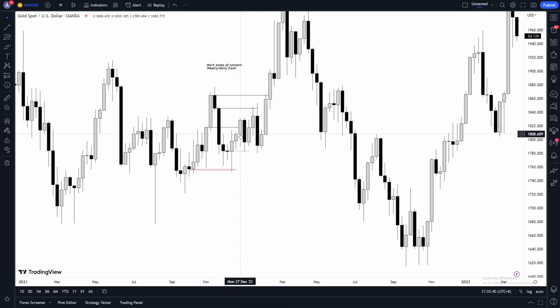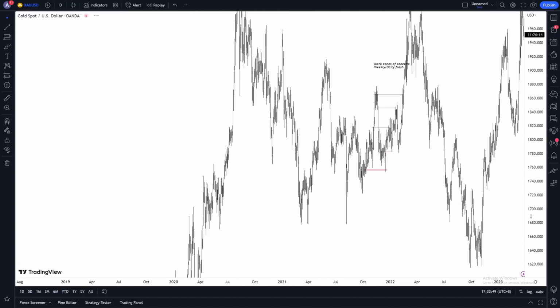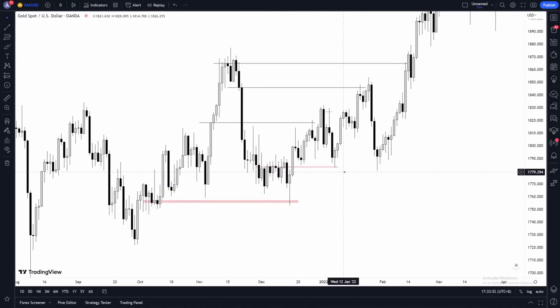Okay, so there's no weekly bearish yet. It's just rejected from the daily, and it's come down and filled up these orders over here on the weekly, right? And so yeah, pretty much that was that.